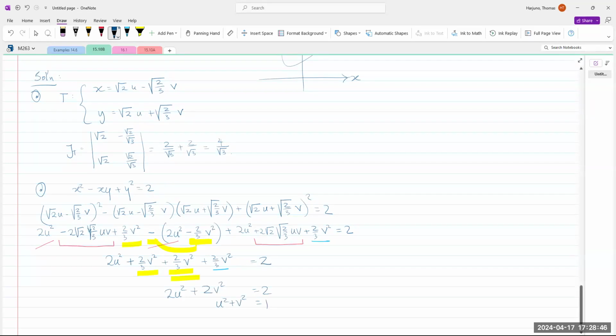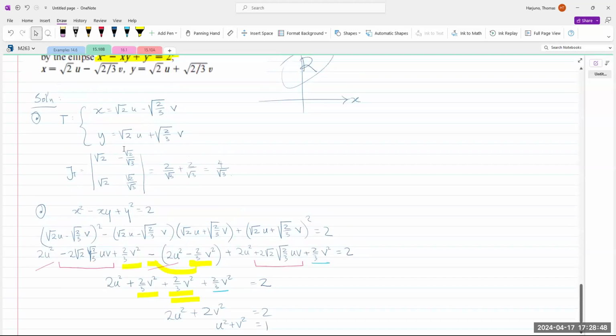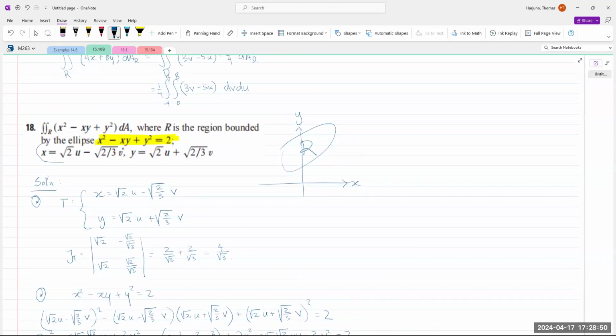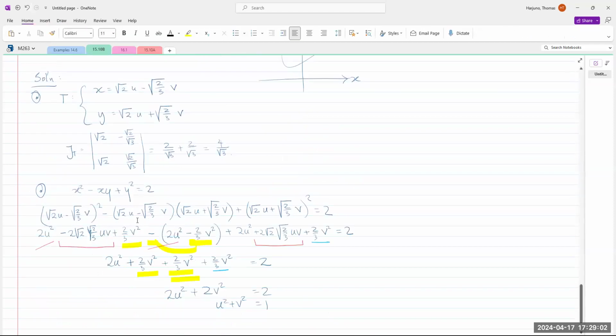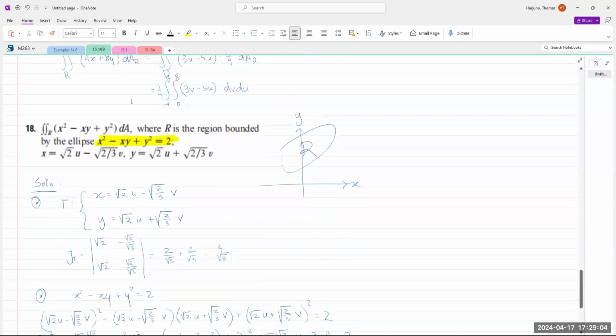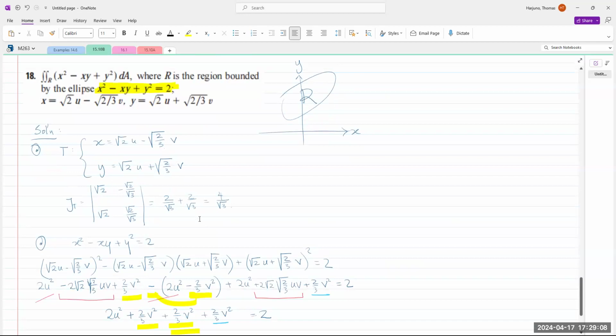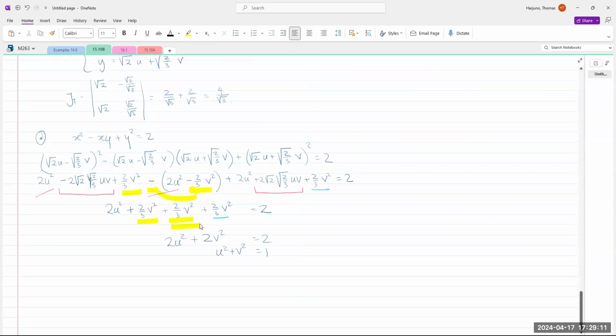Oh, wow. To be honest with you, I will not be able to come up with this transformation. No way. I don't even know what the domain looks like, right? So thank God they actually give us the transformation. Based on that transformation, we get the Jacobian. We get the new domain D, which now becomes a disk with radius 1, right?